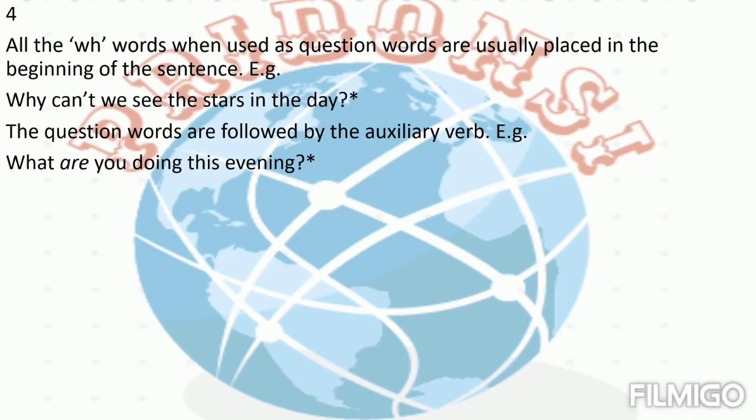The question words are followed by the auxiliary verb. For example, what are you doing this evening? In these questions, why and what are the question words. You can see both the question words have been followed by auxiliaries: can in the first sentence and are in the second.